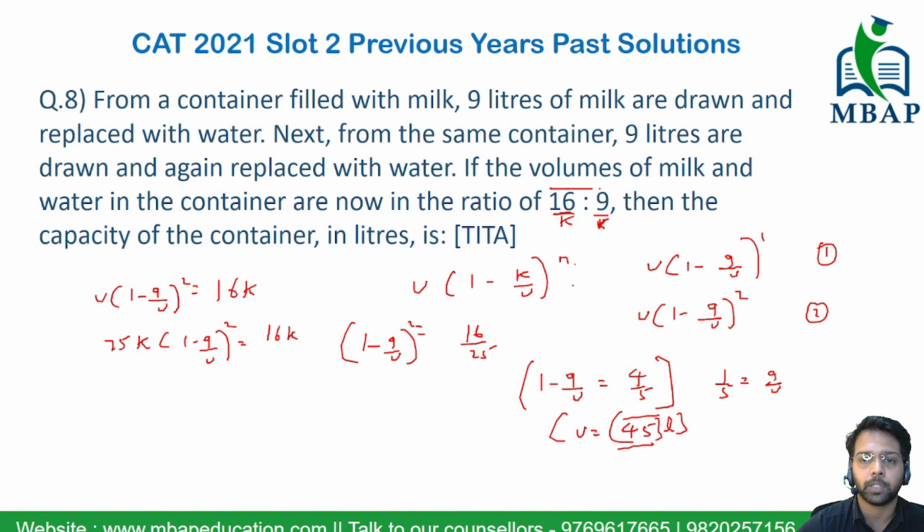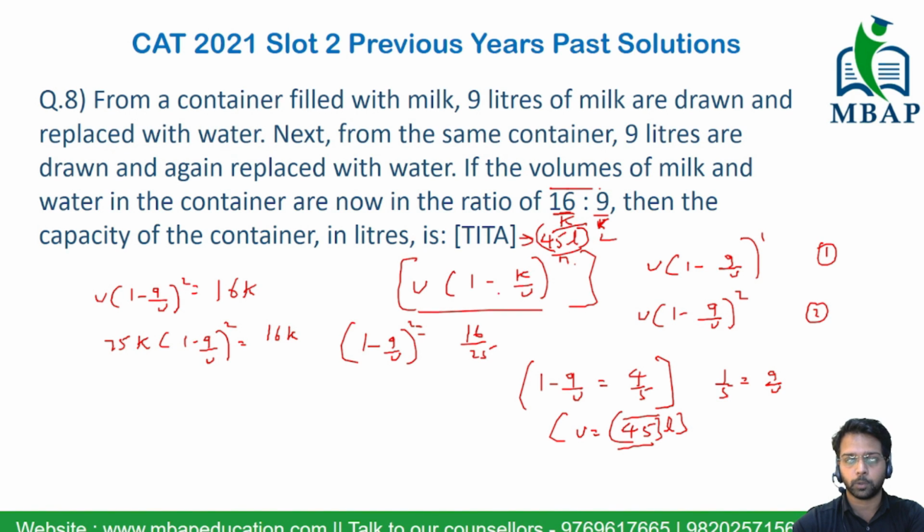So my final answer for this question would be how much? It would be 45 liters, so 45 units, which will be there in the initial container. That's a small replacement formula which you guys need to know to solve the question quickly.